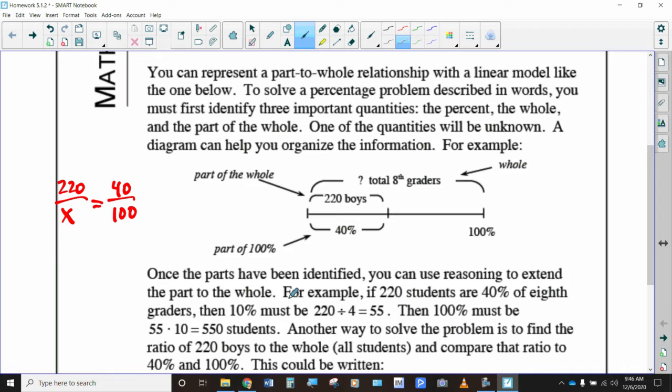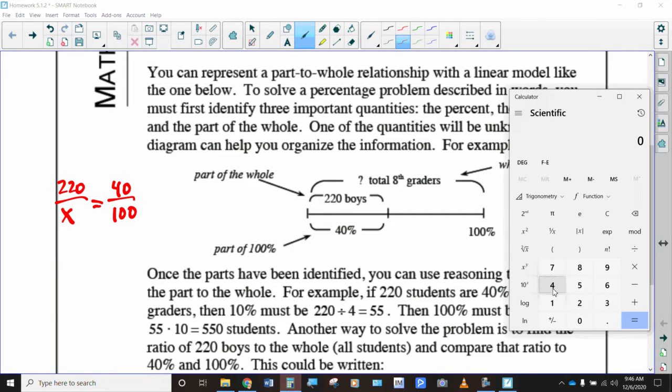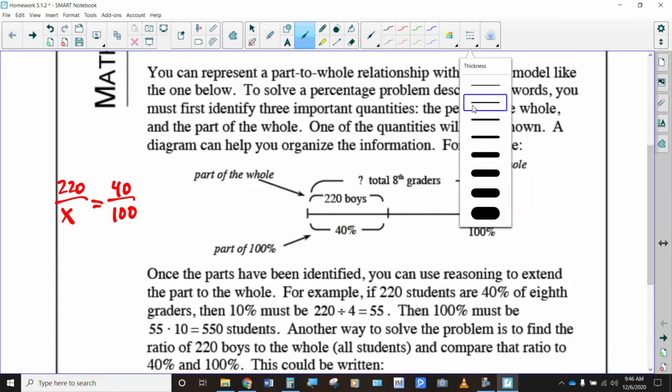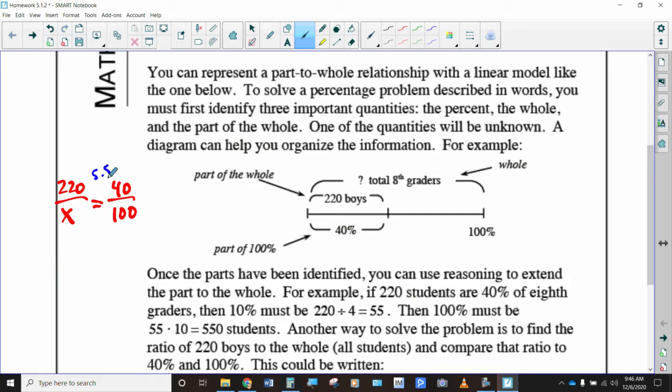So let's see what we can do here. Let's see what 220 divided by 40 is. 220 divided by 40 is equal to 5.5. That's a nice giant one because it's a terminating decimal number. So if we multiply this times 5.5, we'll multiply this times 5.5, and we will get 550. And so that would be the total number of students, which is what we see right there. Okay, so using proportional reasoning to solve for the missing quantity in the proportion is a great way to solve this problem.